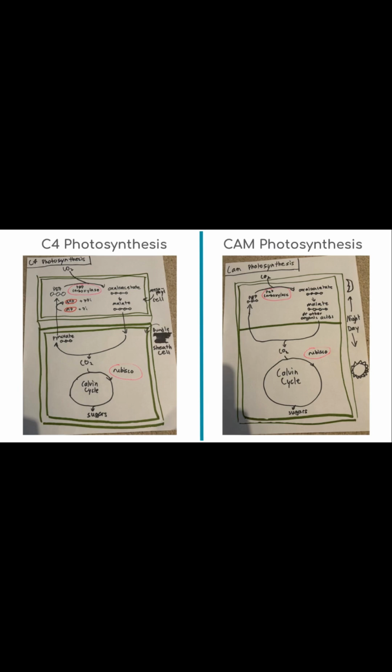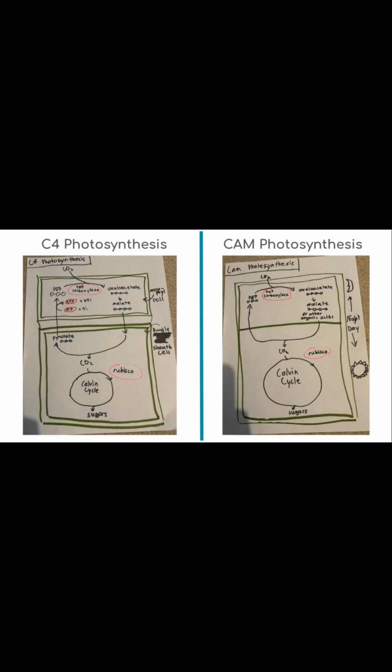And as we can see here, in the mesophyll cell, the light-dependent reactions occur, creating malate or malic acid, and then that is used as CO2 in the Calvin cycle in the bundle sheath cell for C4 photosynthesis.